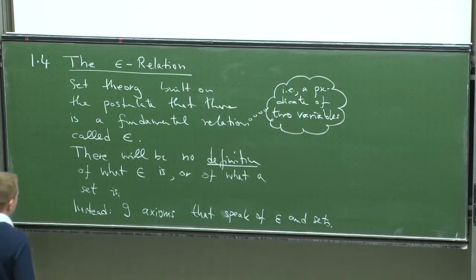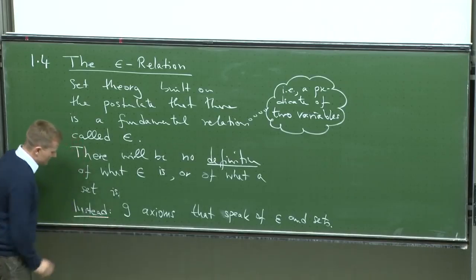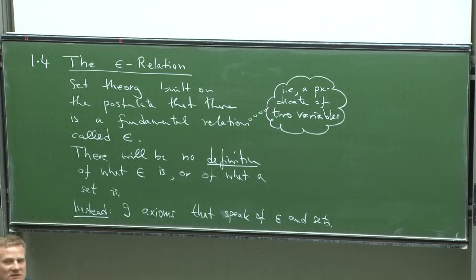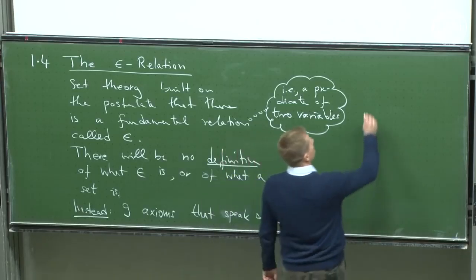And as I indicated last time, such an approach is necessary if we want to start writing down mathematics from scratch without any prior notions, without any prior terms in terms of which we could define the element relation or a set. Now, which axioms are there?